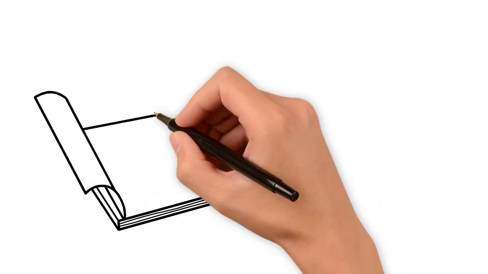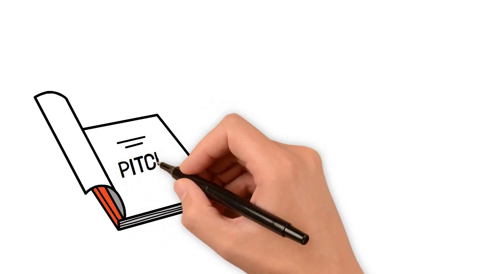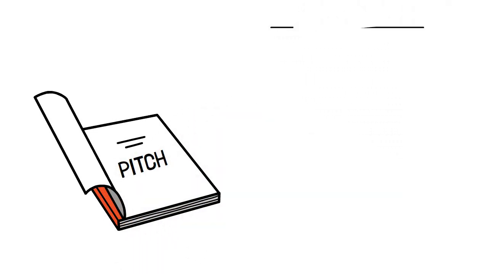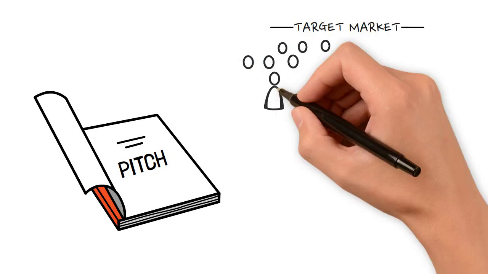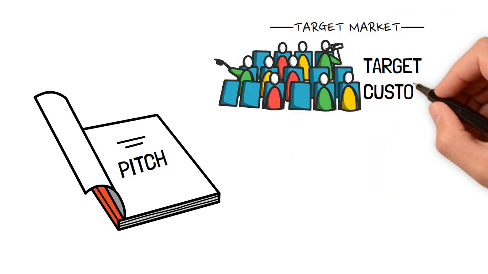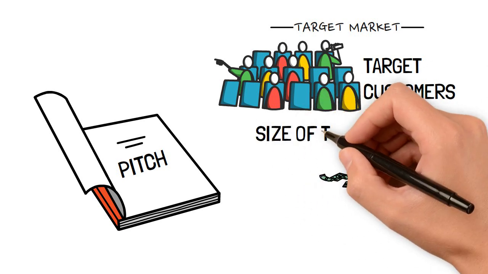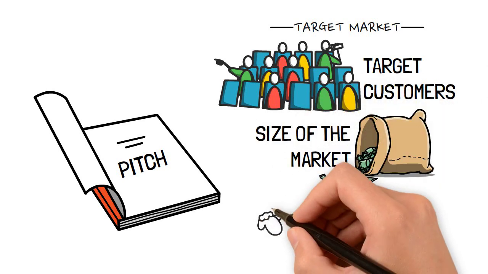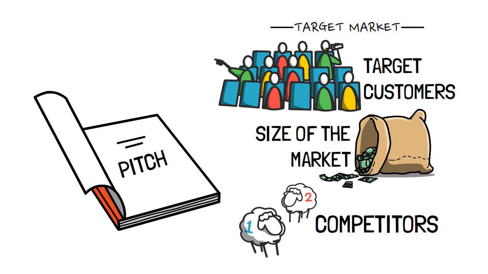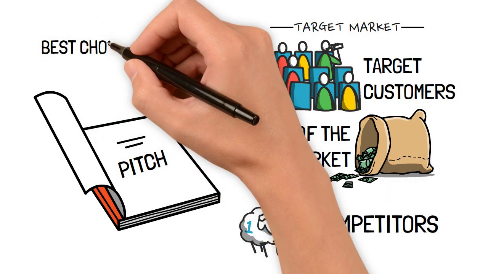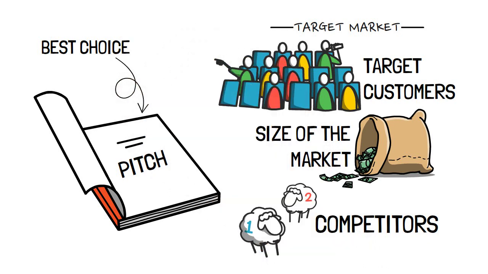In order to convince potential investors of the viability of your business, you'll need to demonstrate that there is a viable market for your product or service. You'll need to explain who your target customer is, as well as the size and characteristics of the market. You'll also need to explain who your competitors are and how you differentiate yourself from them. This will help you to demonstrate why your solution is the best choice.